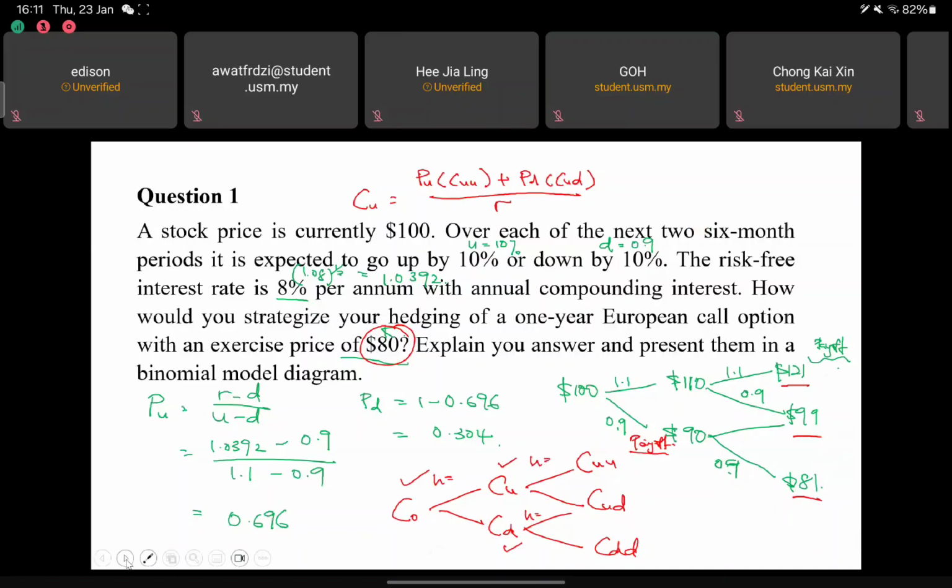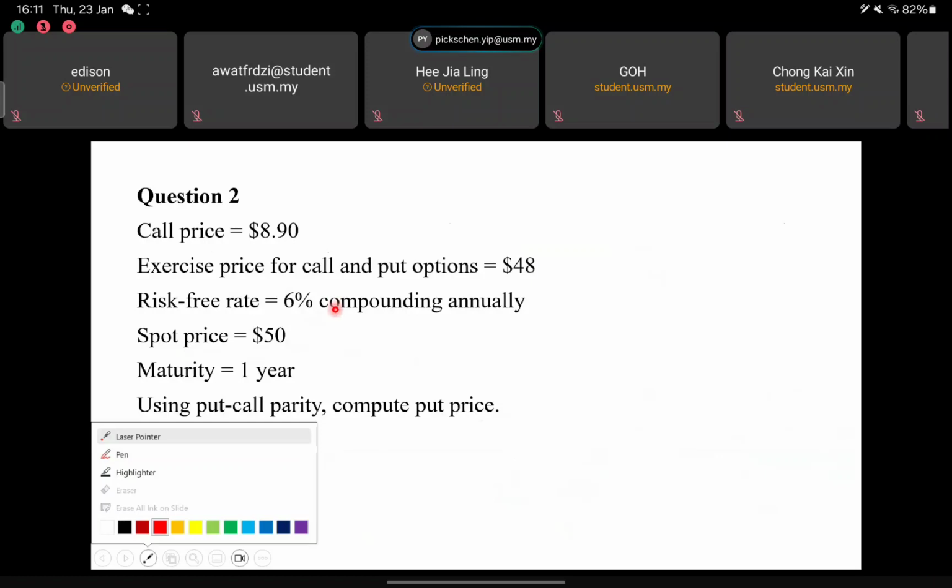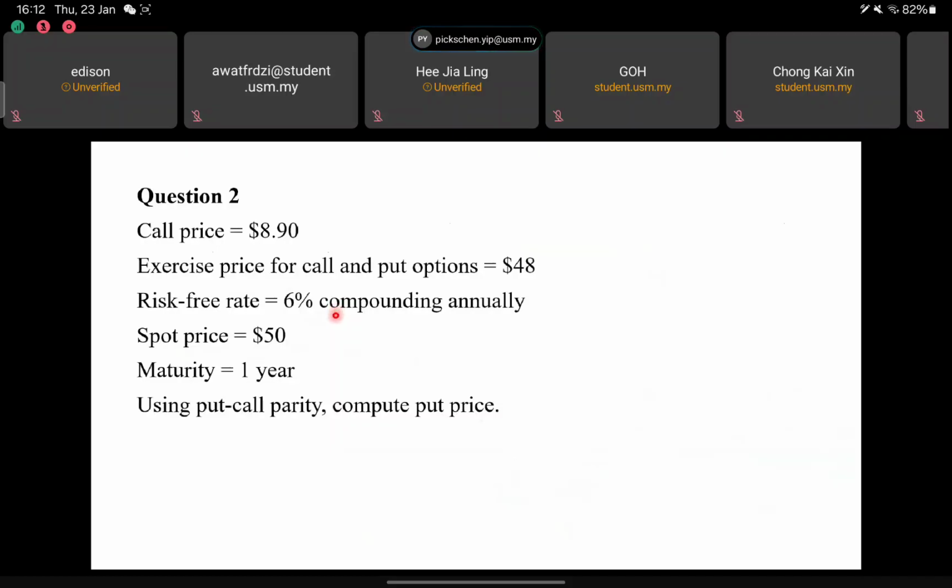Great. Then the second question is the put-call parity. You are given the call price, the exercise price, the risk-free rate compounded annually, the spot price and the maturity. Using the put-call parity, you can compute the put price. For this type of question, it is very easy; you just have to memorize the formula. But one thing I want you all to be aware of is whether the risk-free rate is compounding annually or continuous compounding.